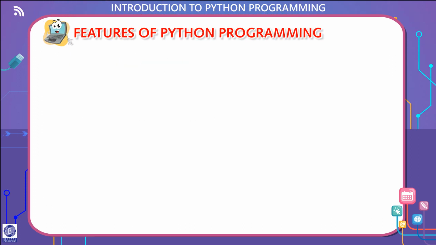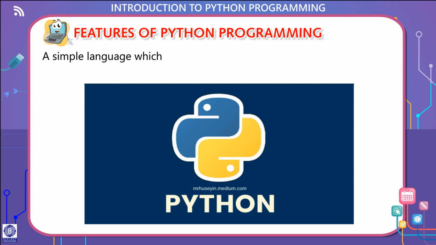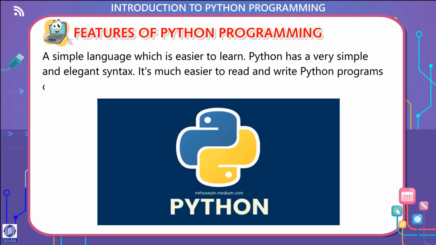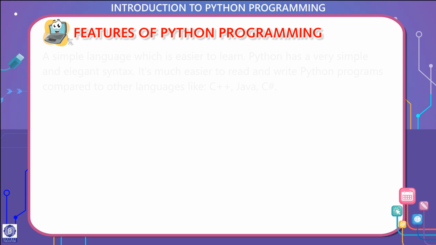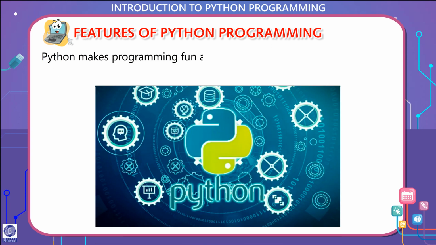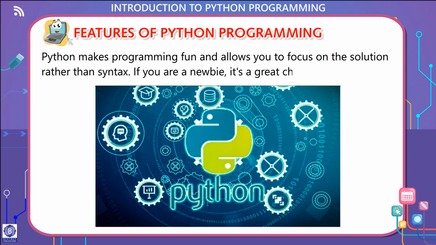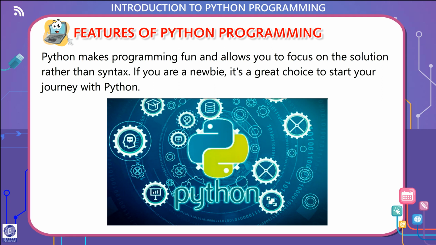Features of Python programming. A simple language which is easier to learn. Python has a very simple and elegant syntax. It's much easier to read and write Python programs compared to other languages like C++, Java, C#. Python makes programming fun and allows you to focus on the solution rather than syntax. If you are a newbie, it's a great choice to start your journey with Python.